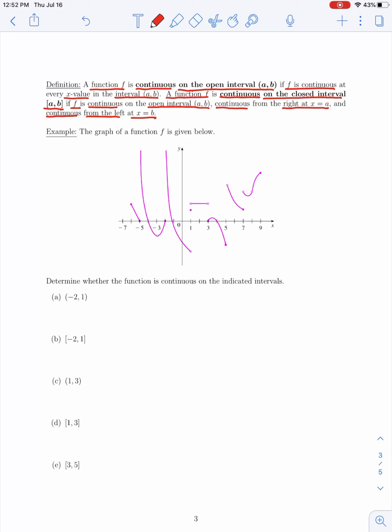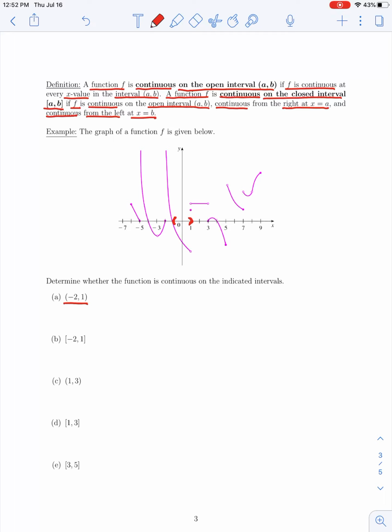So again, let's consider the graph of a function, f, which is shown here. And we're asked to determine whether this function is continuous on some given intervals. Now our first interval in part A is from -2 to +1. So let's visualize that interval on the x-axis. So from -2 to +1, this open interval.